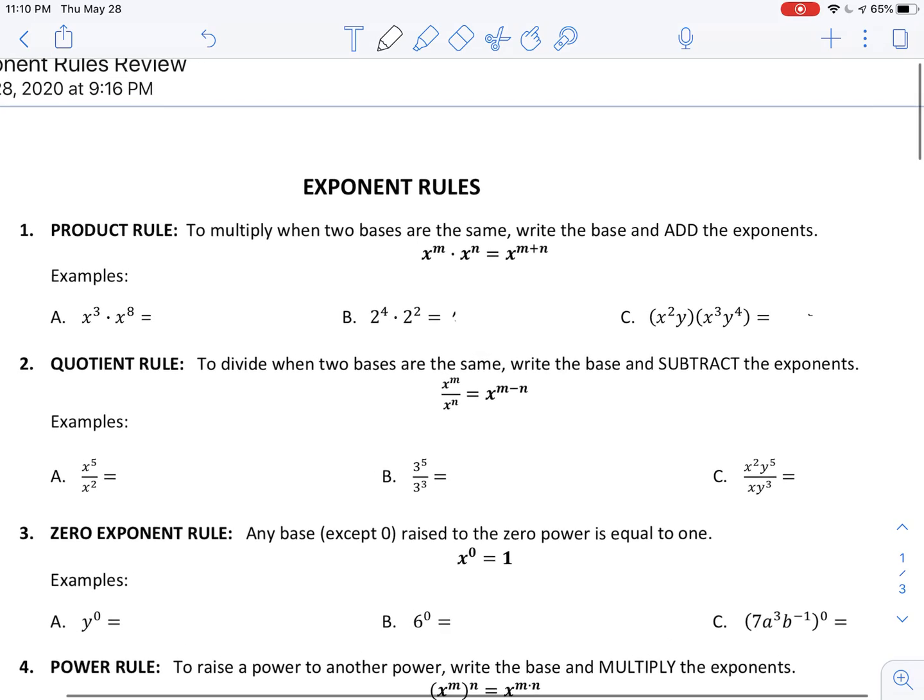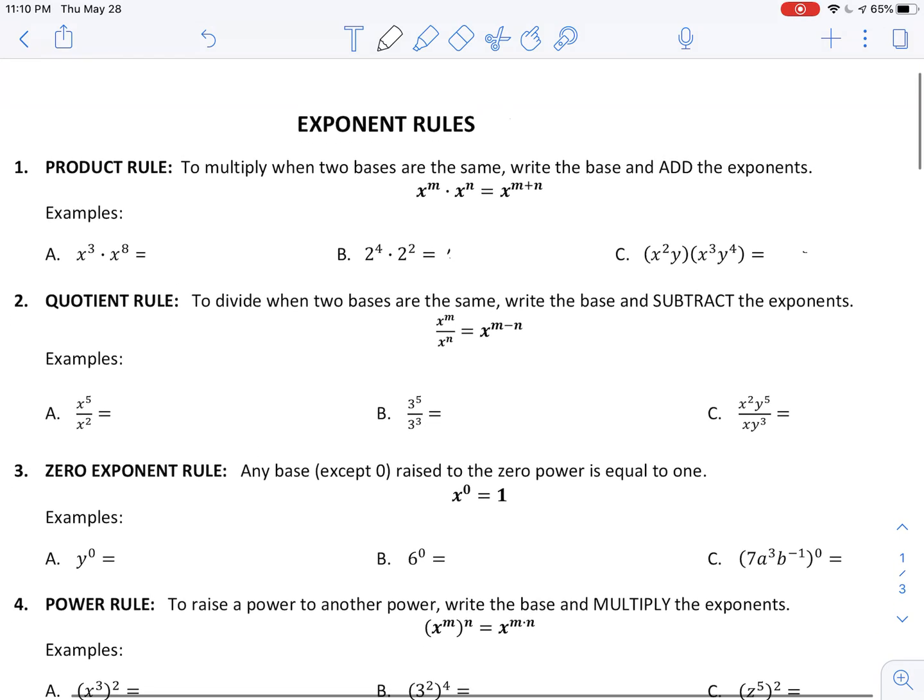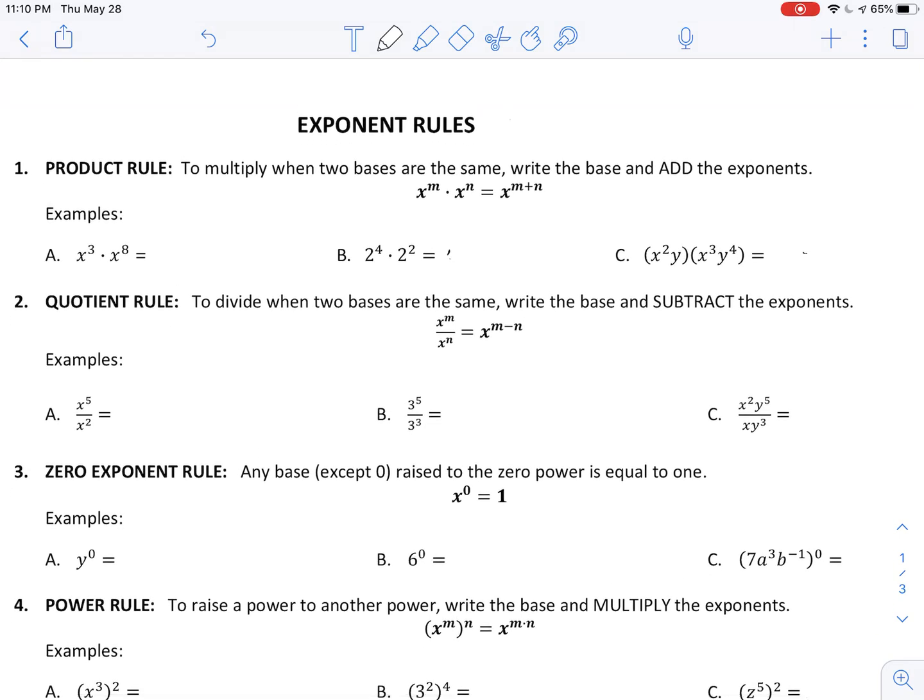Okay, so the first rule we're going to focus on is called the product rule. The product rule says when you multiply and the two bases are the same, you are going to add the exponents. So here we have x to the m times x to the n. When we multiply those two things together, we add our exponents to m plus n.